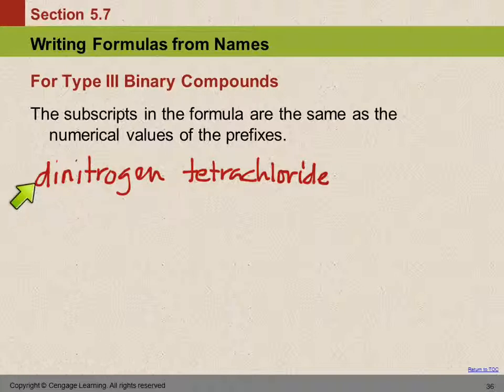So we look at this. Dinitrogen tetrachloride. Nitrogen and chlorine, these are two nonmetals. And so this di tells us there's two nitrogens. So we write the elemental symbol for nitrogen, and di tells us there's two. And then tetrachloride, that's chlorine. Tetra means four. So there's the formula.